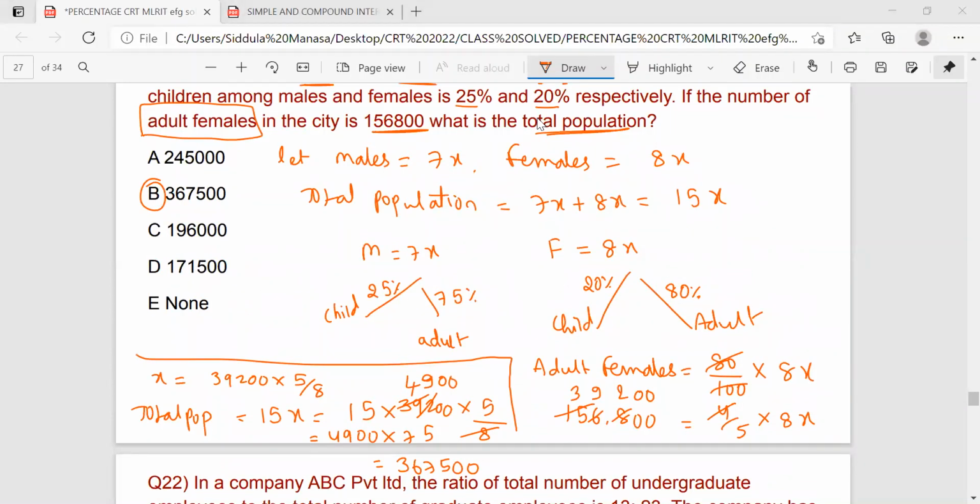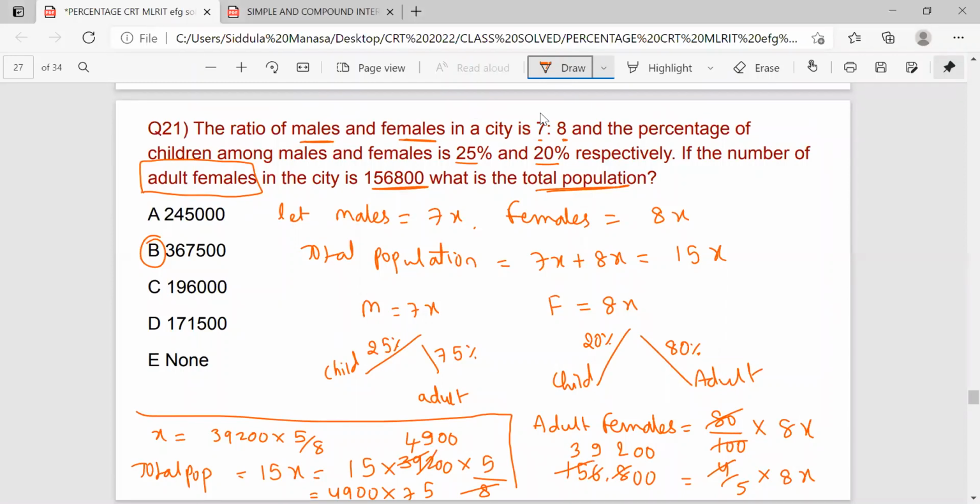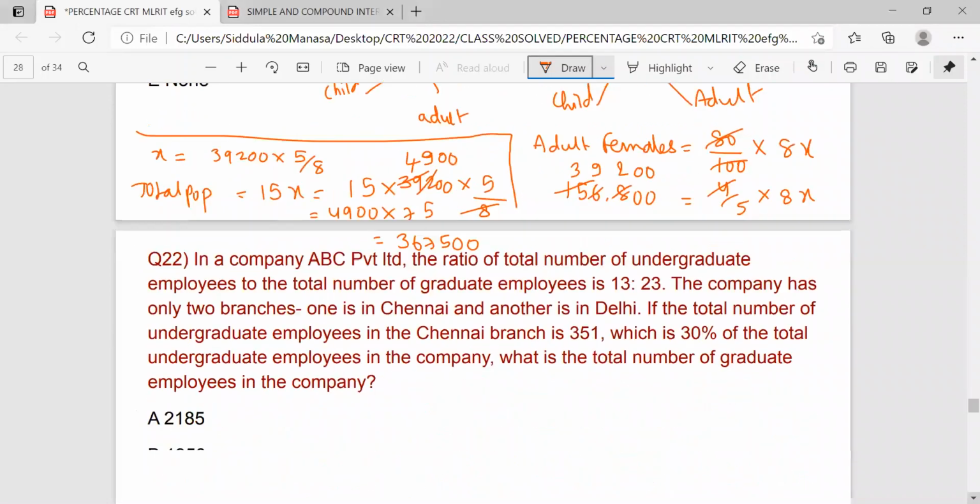Yes, students, very good. So is everyone understood? The answer is 3,67,500. Is the procedure clear, students? Raise your hands, comment in the comment section. Is question number 21 clear? Yes. Everyone has to respond in the chat. Okay. So we'll move to the next.